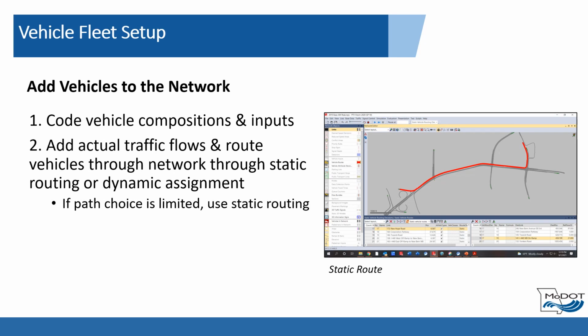For networks where path choice is limited, static routing is generally the most direct way to assign traffic flows. If multiple paths exist and there is some level of confidence that traffic would choose routes to optimize time or cost, then the use of dynamic assignment could be considered. MoDOT typically uses 15-minute durations for vehicle inputs and routing if data is available at this level of detail.